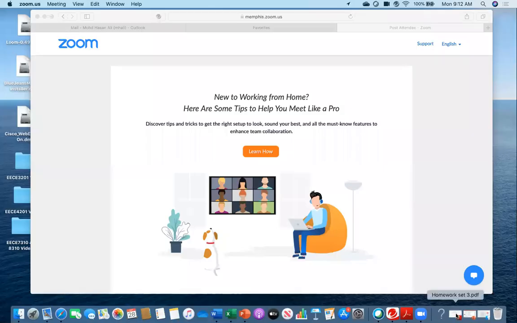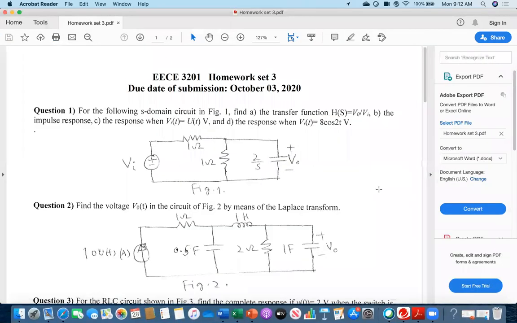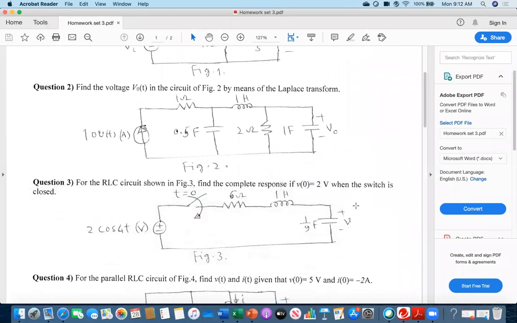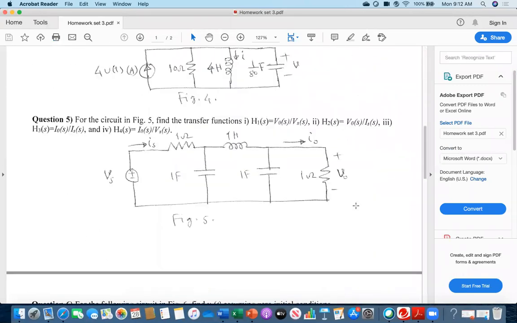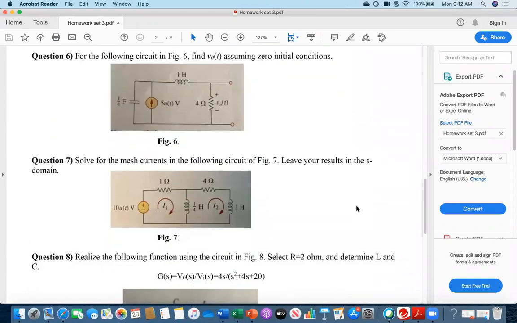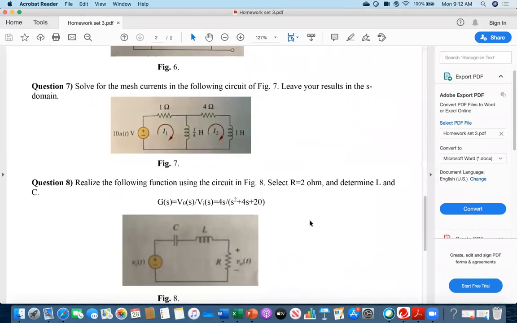I think there were 8 problems. Let me open that for a moment. Can you see my screen? Yes. That is homework set 3. As I mentioned in the email, as of your current knowledge, you will be able to solve number 2, 3, number 4, number 6, and number 7. But number 8 is a little bit different.